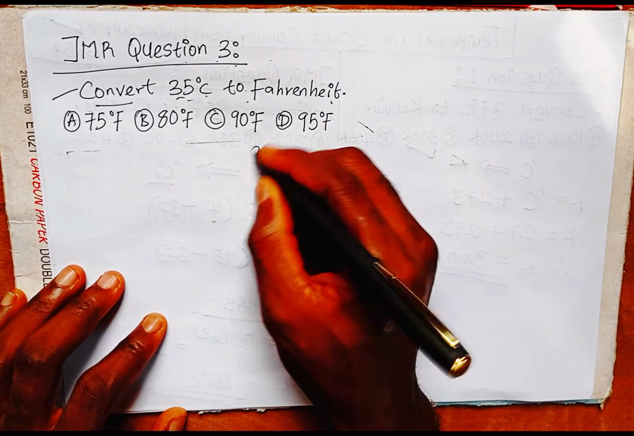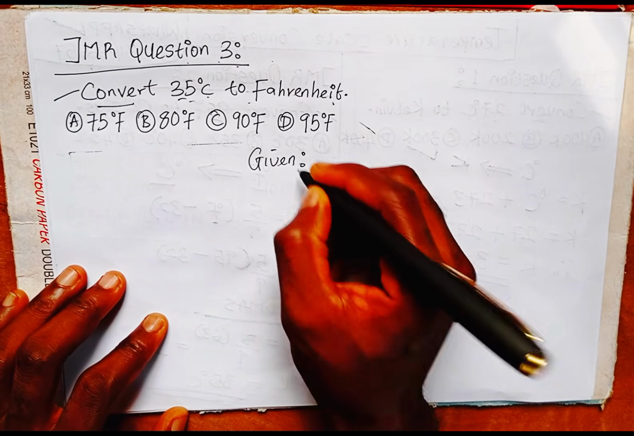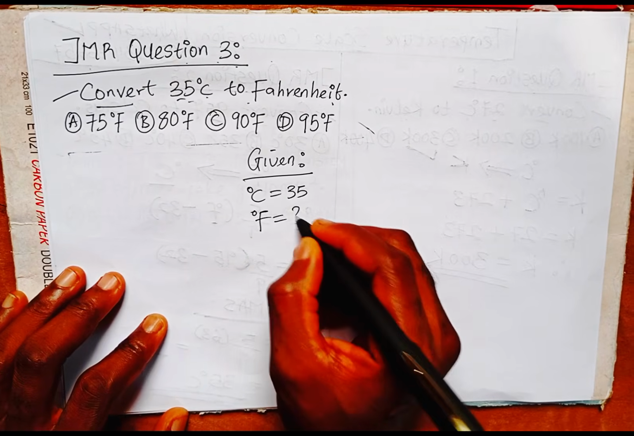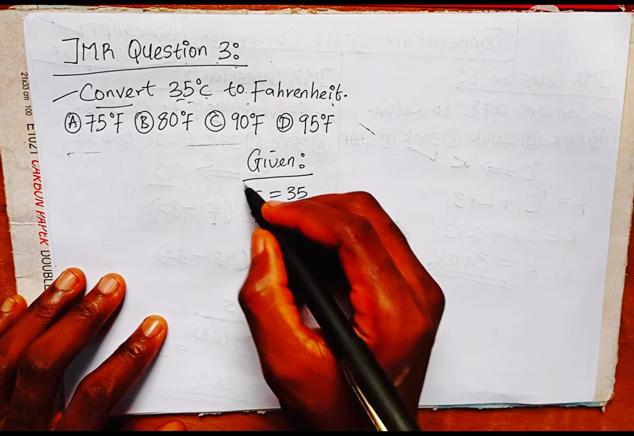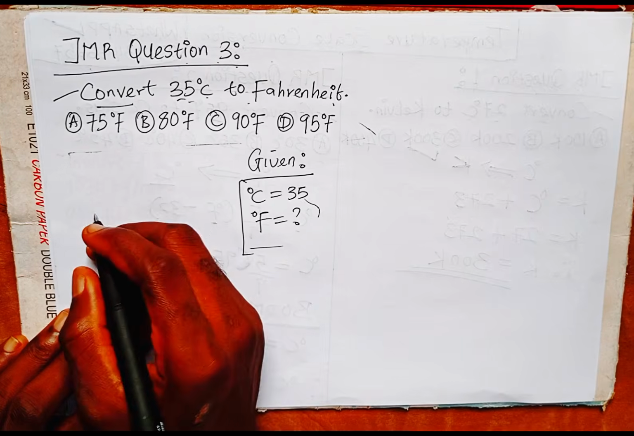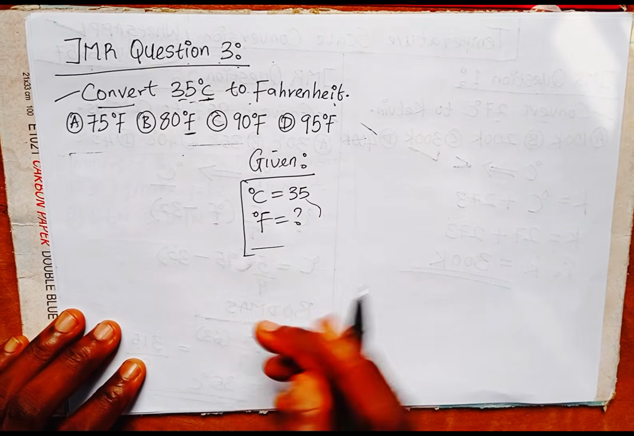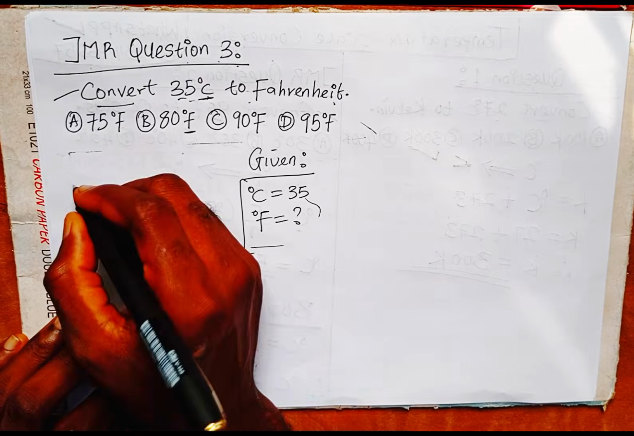First of all, we're given 35 degrees Celsius. Fahrenheit is what we are looking for. There is no need to write this out since the parameters are not many. So what are we going to do? We now need the formula to convert from degree Celsius to degree Fahrenheit. We write out the formula, because we are looking for degree Fahrenheit.